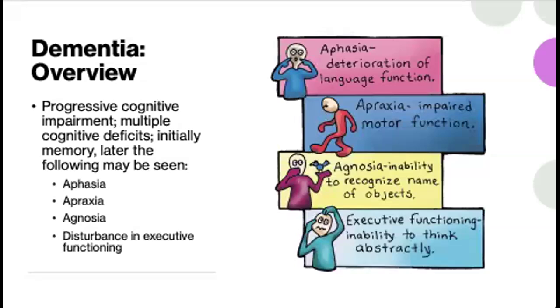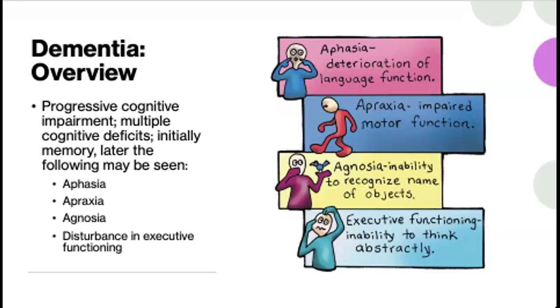So, our dementia overview. All right, the definition. Dementia is a disease marked by progressive cognitive impairment without changes in consciousness. It involves multiple cognitive deficits with memory impairment as the initial symptoms, followed by other cognitive disturbances. When we talk about cognitive disturbances, we can have aphasia, which is the deterioration of language function, apraxia, which is the impaired ability to perform motor functions despite intact motor abilities.